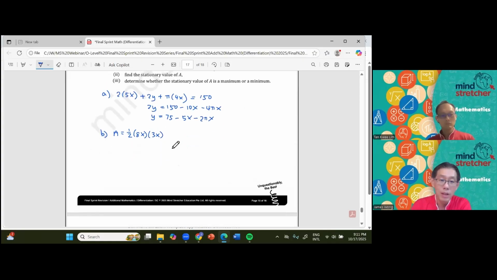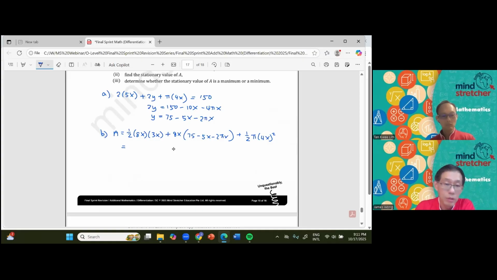With that, I have my area of the triangle, then I add the other area. So 8x times my y, this is my rectangle. From the first part, I know my y, and I want everything in terms of x. So instead of writing y, I will write 75 minus 5x minus 2 pi x. Then I add the semicircle, so pi r squared.